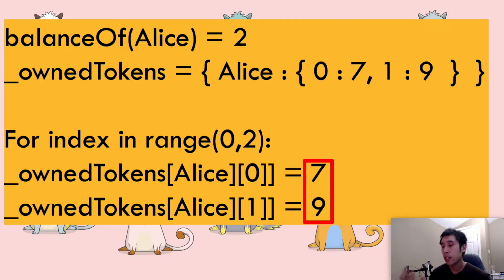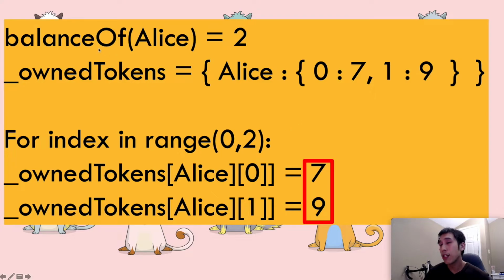So if you remember from the documentation, the first step in using the enumerable extension is to call balanceOf to get the total number of coins or NFTs that are owned by Alice. So in this case, she owns 2 tokens. Now in our ownedTokens, if you remember from the previous slide, we have Alice stored in the mapping, and it's pointing to 0, 7 and also to 1, 9. So 0, 7 means that for the index of 0, it's pointing to token ID 7. And this means that for the index of 1, it's pointing to token ID 9.